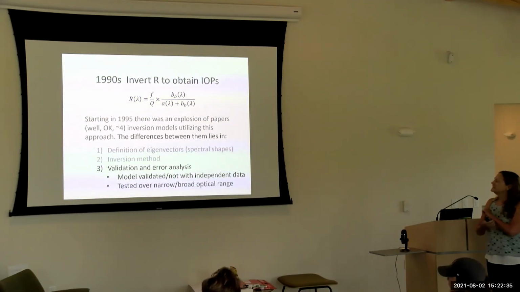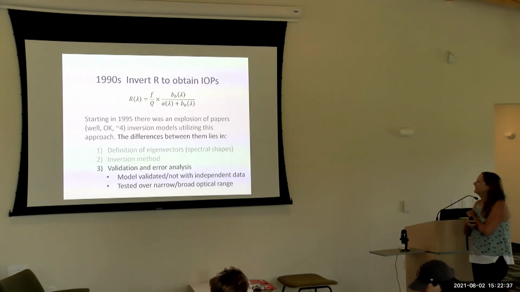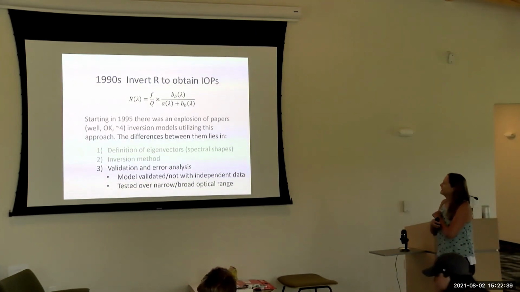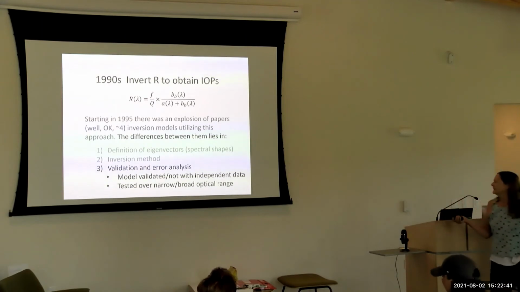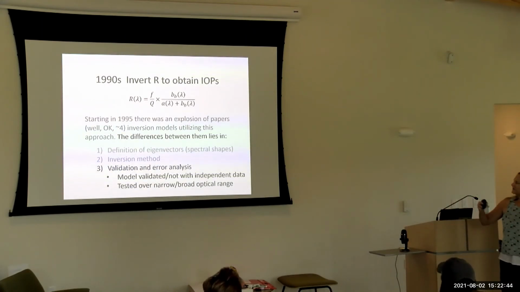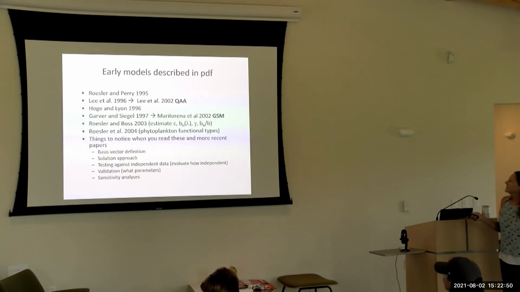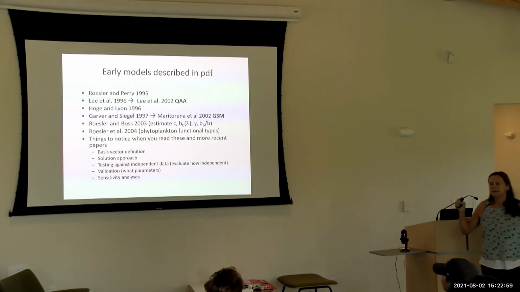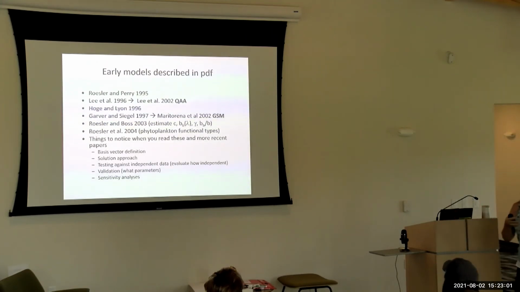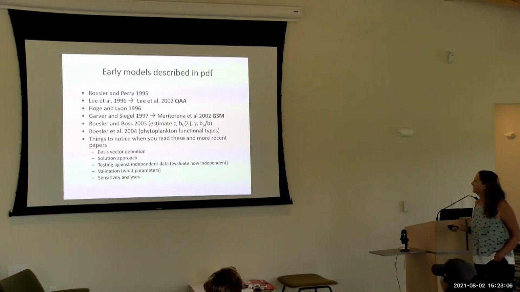And then there's the differences in the papers between how they validate, or if they validate, and if they did a narrow analysis. Did they validate it with independent data? Was it tested over a broad range or a narrow range? But that's something you should always look at when you're evaluating new models. So I'm not going through all of them, but I've given you a PDF which goes through each one of these models and talks about its strengths and weaknesses. And so the PDF is available for you to kind of go through and look at them and things to notice when you're reading them.